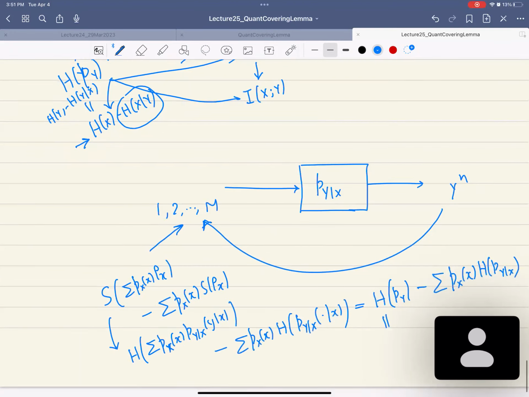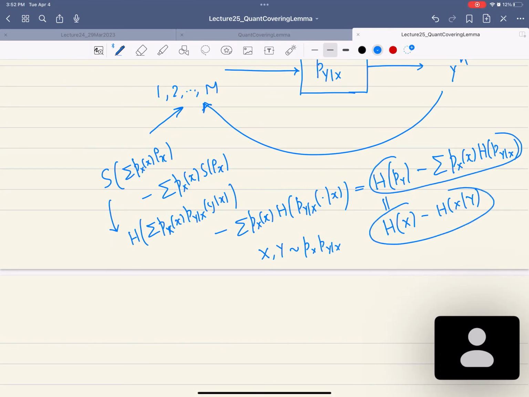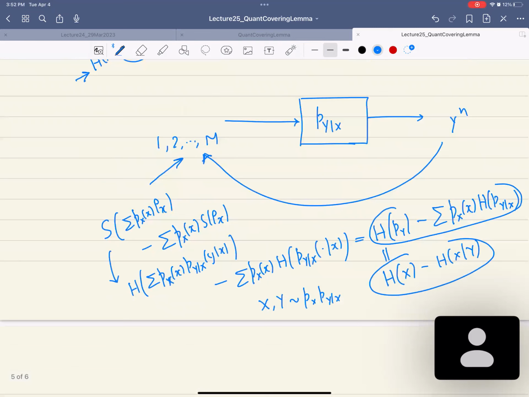This, if you do a little bit of algebra, you can show is the same as H of x minus H of x given y. So I have a pair of random variables x comma y, distributed according to px py given x. This quantity is the same as this quantity. So what I'm saying is, I can pick so many sequences that I can distinguish looking at the output.